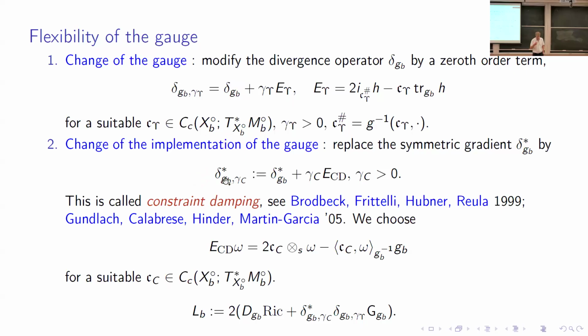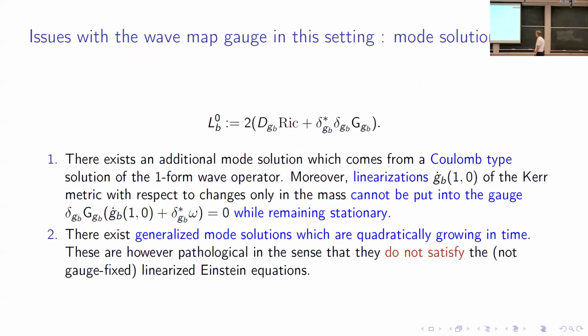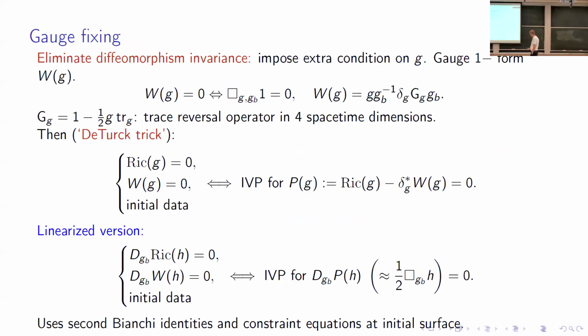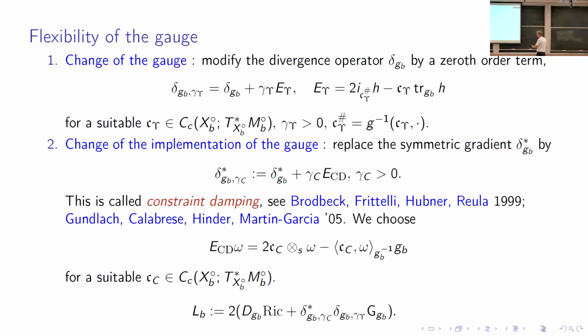Here you change the implementation of your gauge. If you look at the implementation here, this symmetric gradient I can also change. You sit down and write down what comes to mind: take a 1 form and make out of it a symmetric 2 tensor. Okay, these are the two things that we use.